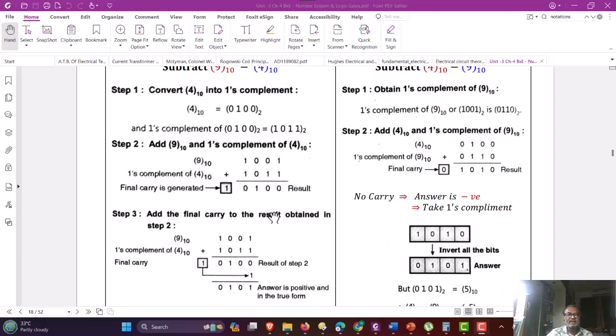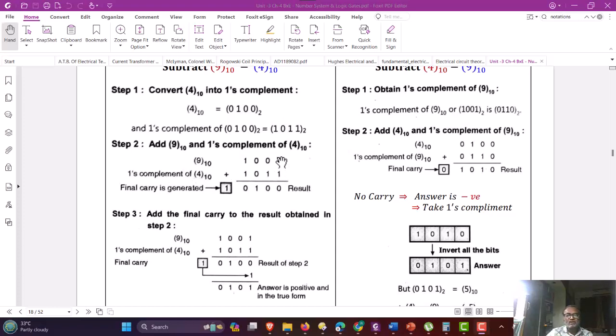So in the second step, we will add this 1's complement to the binary representation of 9. The binary representation of decimal 9 is 1001. We got the 1's complement 1011. So we are going to add this 1's complement to 9. Ultimately, adding 1's complement results in subtraction because 1's complement is the negative of a number.